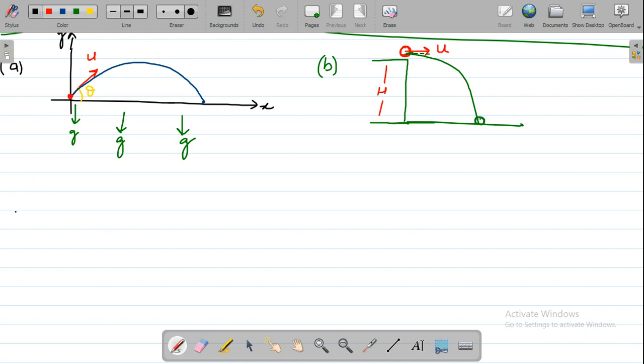The third type of projectile which we are going to discuss is if we throw an object from some height h above the ground, but we throw it with some angle with the horizontal. This is u making an angle theta with the horizontal, so the path of the body will be like this. So finally the body will be here at the ground.